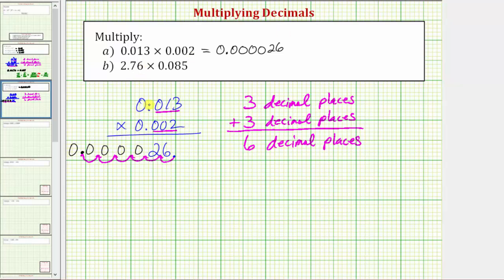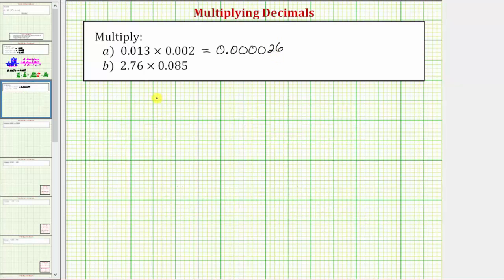To do this, we'll write both decimals in fraction form. So 0.013 is 13 thousandths. So we have 13 thousandths times 0.002, which is 2 thousandths. Multiplying, 13 times 2 is 26. 1,000 times 1,000 is 1 million. So the product is 26 millionths, which as a decimal is 0.000026. Looking at the place values, we have the tenths, hundredths, thousandths, 10 thousandths, 100 thousandths, and millionths. This is 26 millionths.